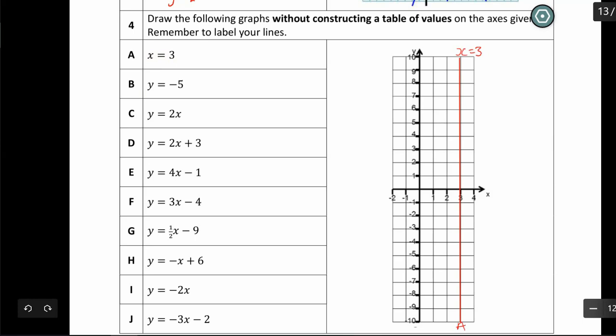Okay, line B. Oh, I could label it A, I suppose. Let's do that instead. Line B, y equals negative 5. It's a very special one again. Doesn't depend on the x-coordinate. Let's go for a different colour. Y equals negative 5. That just means the y-coordinate is always negative 5. So that's going to be a horizontal line.